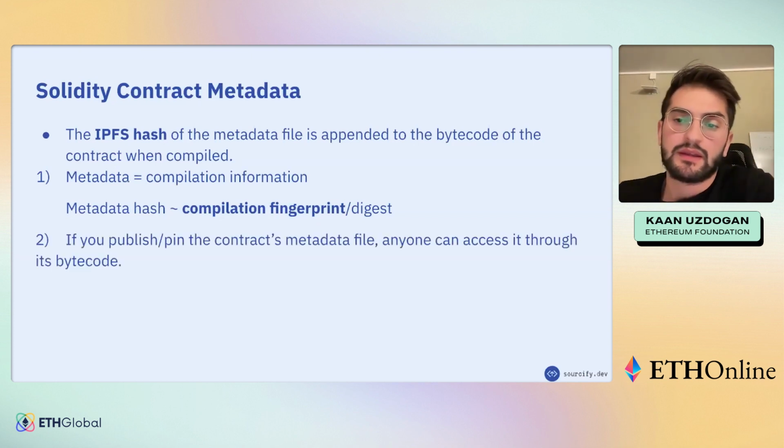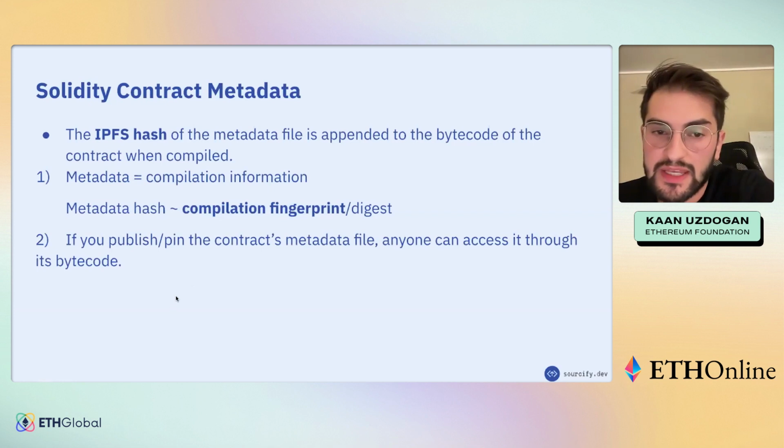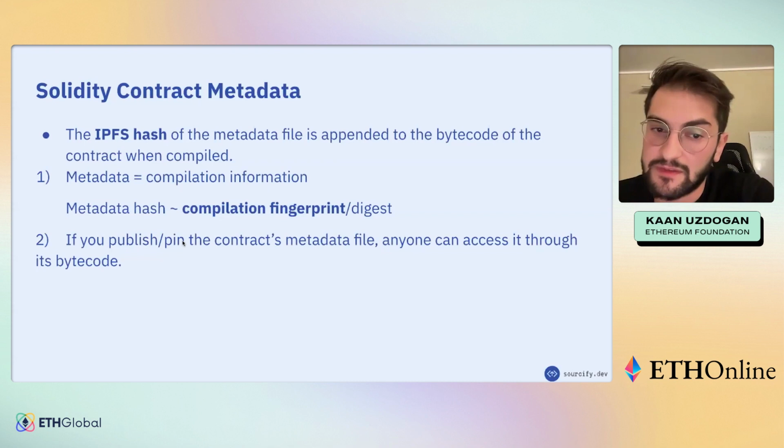And if you publish this metadata file, that means you can access it through its bytecode. So as we said, this is an IPFS hash of the metadata file. So if you get the contract bytecode and decode this IPFS hash, then it's available on IPFS if it's published or pinned by the author of the contract.